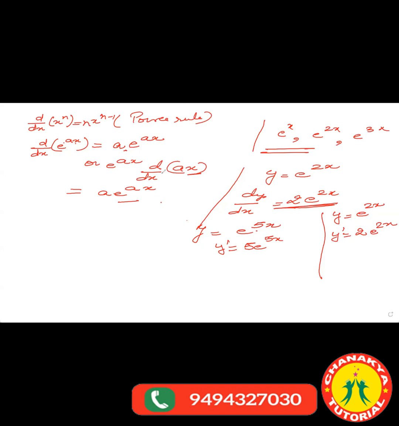Ma'am, can you once again tell the exponential function? Yes. What are exponential functions? The graph also I will draw. Just wait, let me raise this.